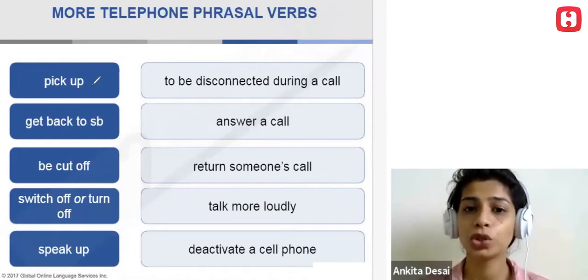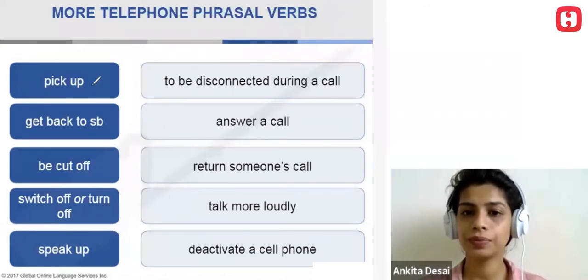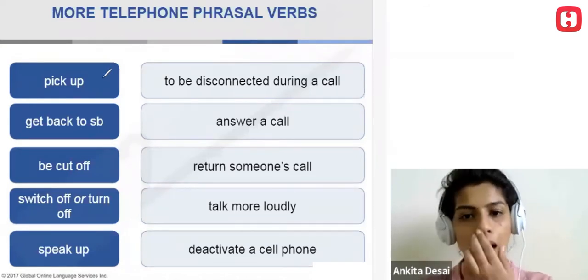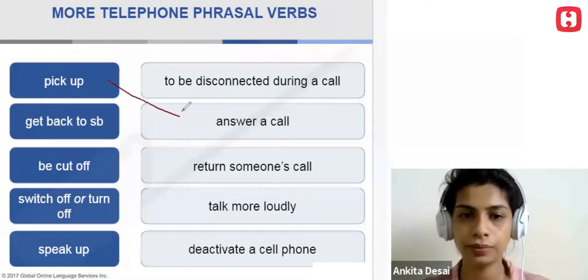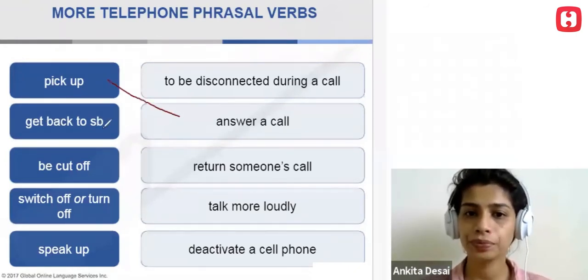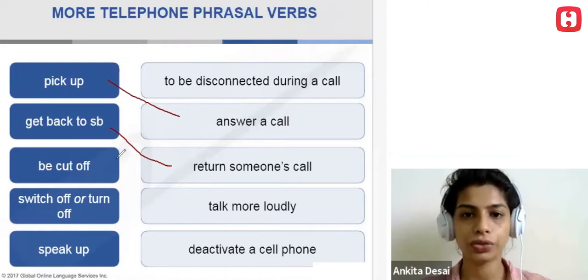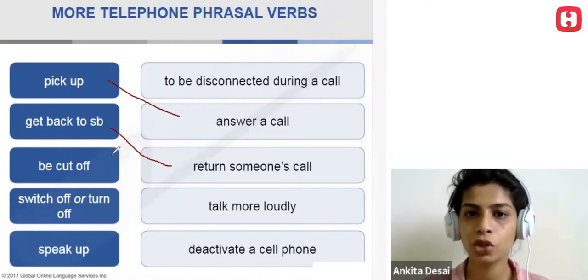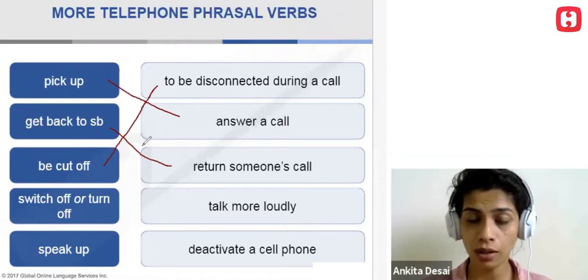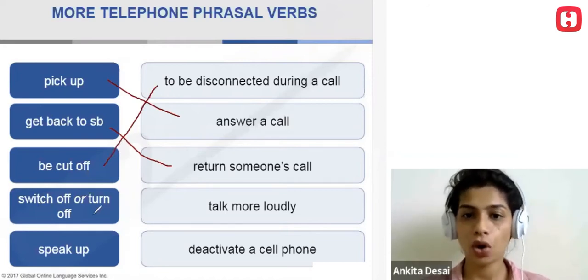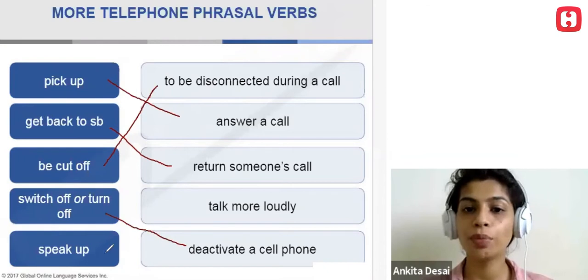Okay, so to pick up means pick up, answer a call. Get back to someone, I'll get back to you, means return someone's call. Be cut off, cut off is to be disconnected during a call. Switch off or turn off means deactivate a cell phone, and speak up is to talk more loudly.